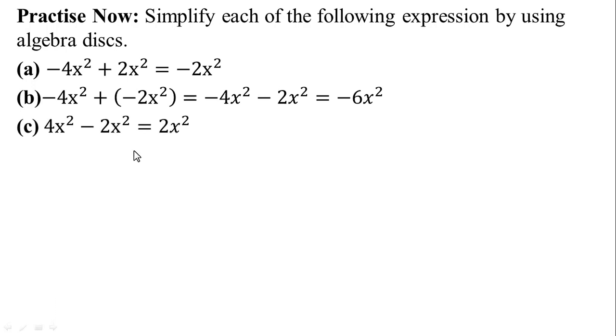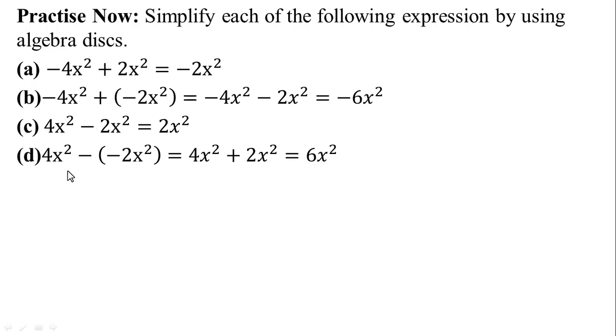Similarly, in C part, 4x square minus 2x square. 4x square minus 2x square is equal to 2x square. Now in D part, 4x square minus into minus 2x square. Here minus multiply by minus, minus minus is plus. So we have 4x square plus 2x square. 4x square plus 2x square is equal to 6x square.